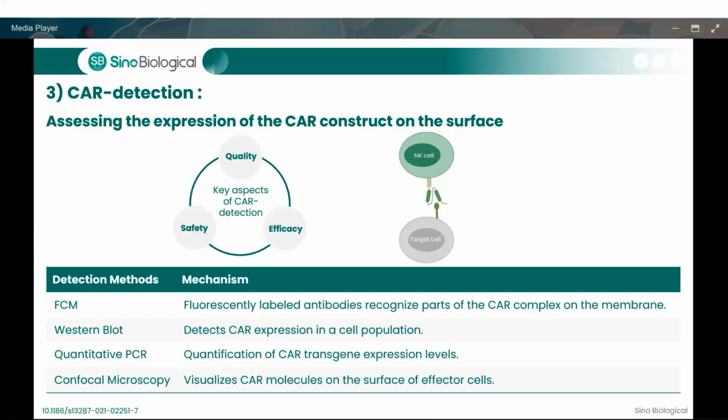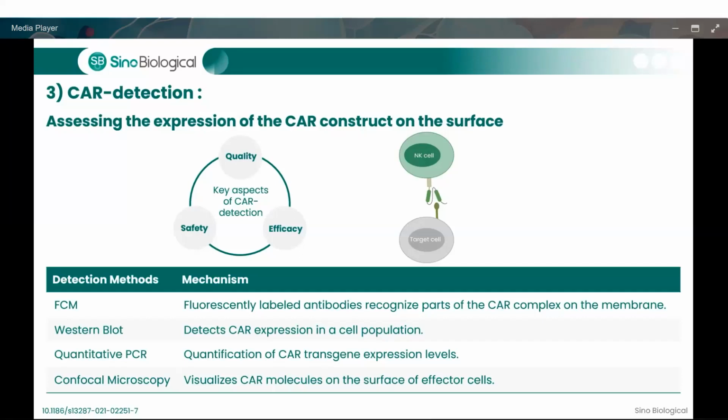As I mentioned, detection of the CAR expression on CAR T or CAR NK cells after infusion is also needed. This can provide information about the persistence and distribution of the cells in the body. This information can also help in monitoring the therapeutic efficacy of the therapy, as well as identifying potential reasons for treatment failure.